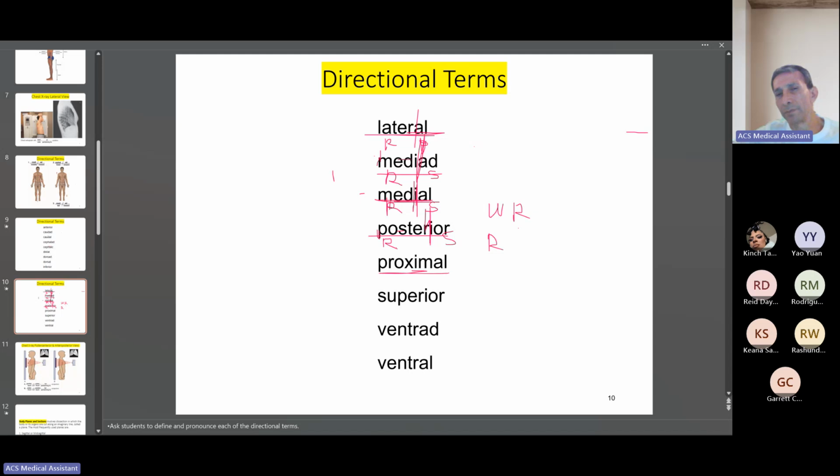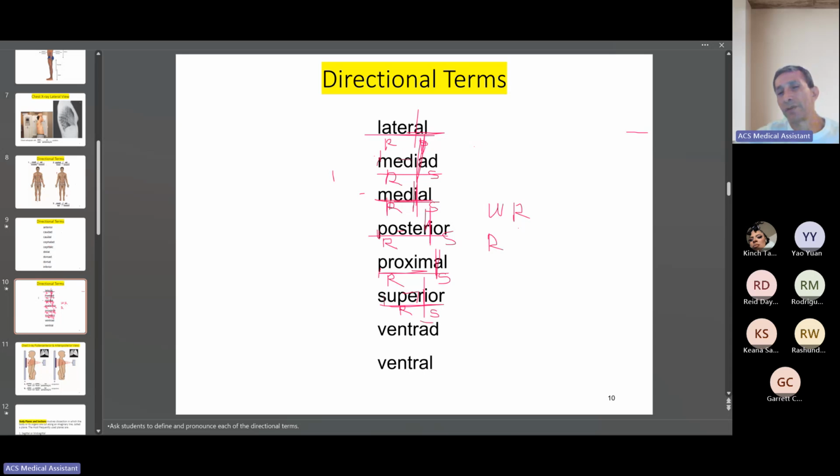Here we have proximal. AL is the suffix. Proxim is the word root. Pertaining to near, pertaining to close. Then we have superior. We have seen these several times already. So we have IOR, the suffix, super, the word root, pertaining to the upper part, pertaining to above.